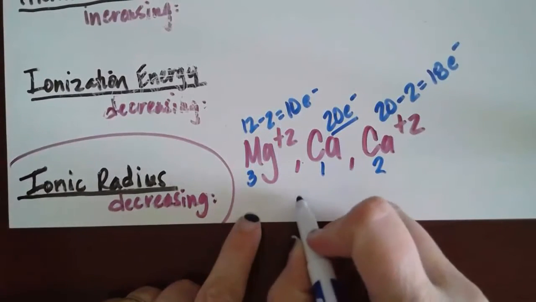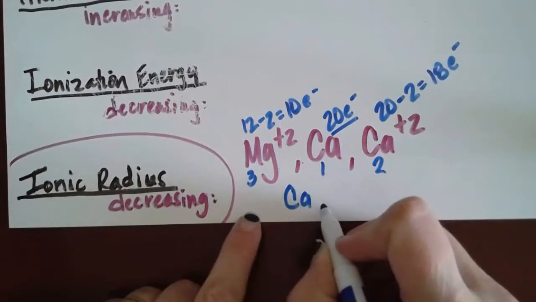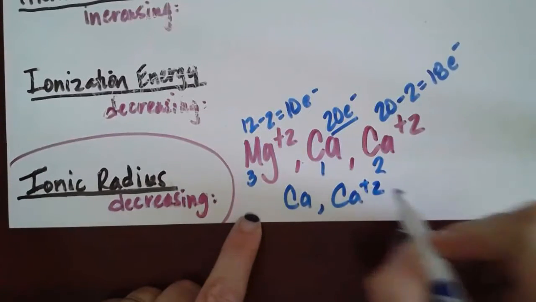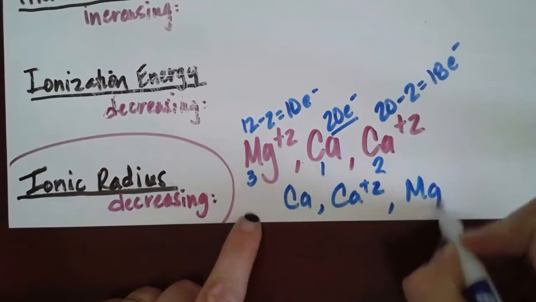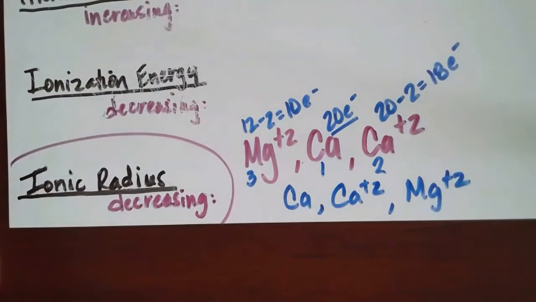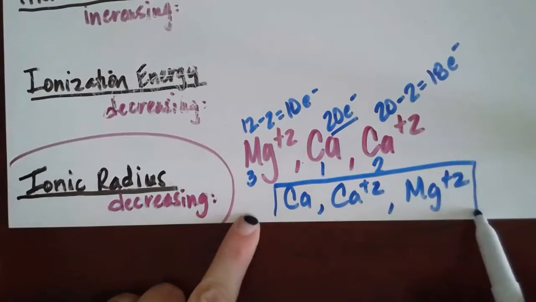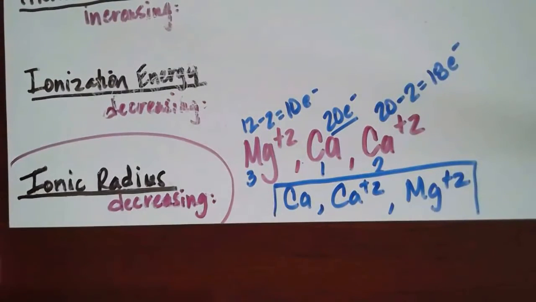So if we were to write these, it would look like Ca, and you can put commas, then you would go to Ca with a +2, and then you would put Mg with a +2. So that's your answer for putting them in order of decreasing atomic radius. Ionic radius.